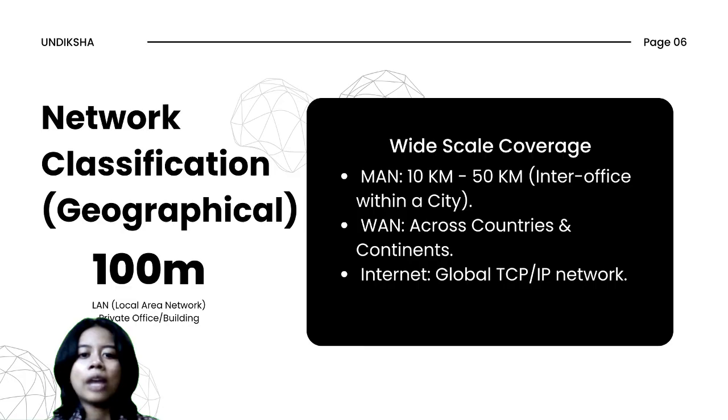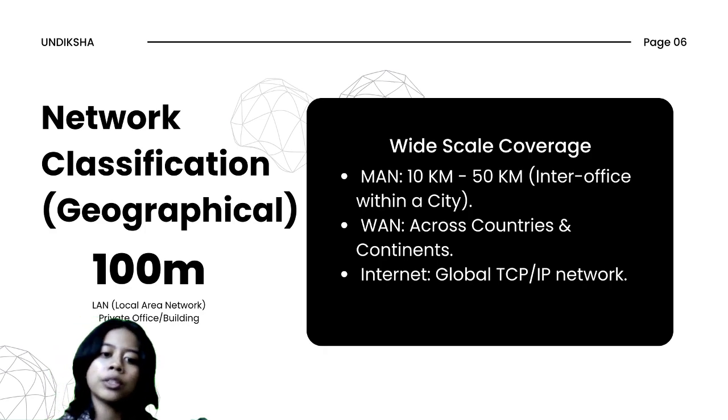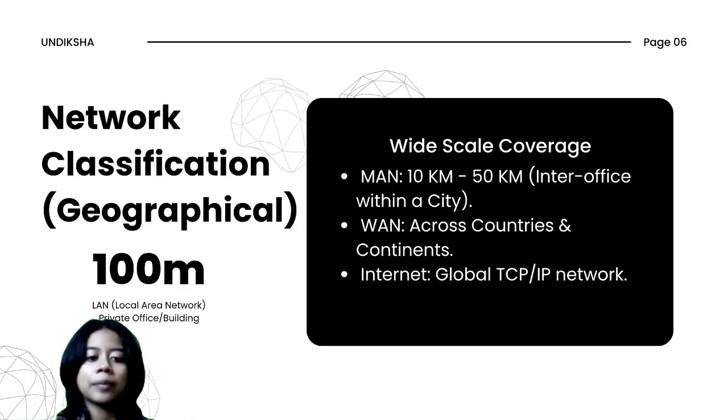Moving outwards, we have the MAN, or Metropolitan Area Network, which scales up to cover a geographical radius of 10 to 50 kilometers, making it ideal for connecting multiple corporate or university campus offices distributed across a single metropolitan city. On an even broader scale, we have the WAN, or wide area network, which spans immense geographical distances, frequently crossing national borders, boundaries, and entire continents.